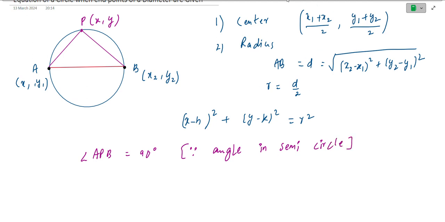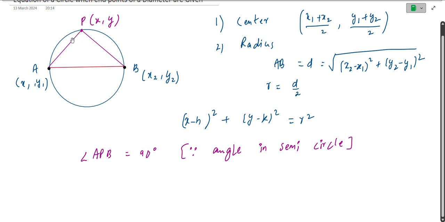So now what I have to do is, I can say that PA is perpendicular to PB. Okay. So the PA straight line is perpendicular to the PB straight line. So that means the slope of PA multiplied by the slope of PB should be equal to -1.